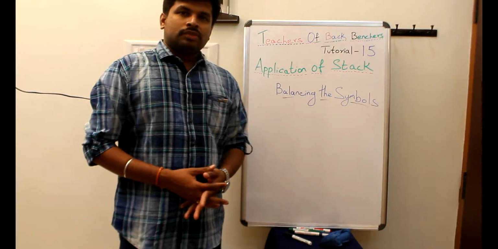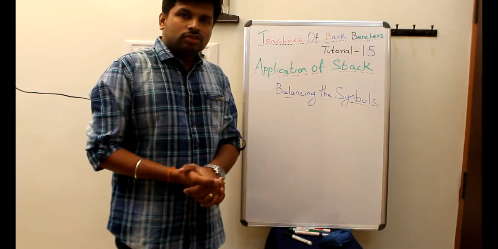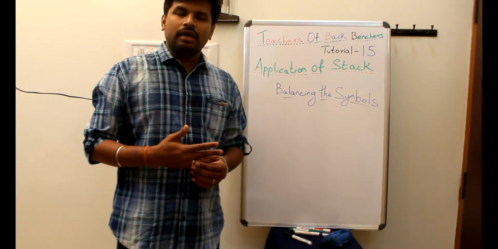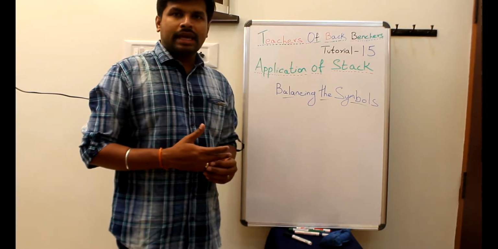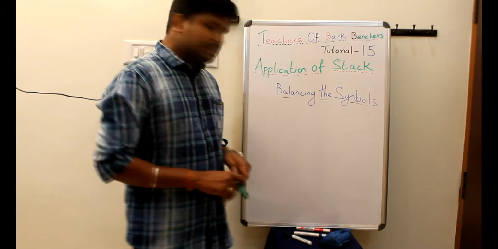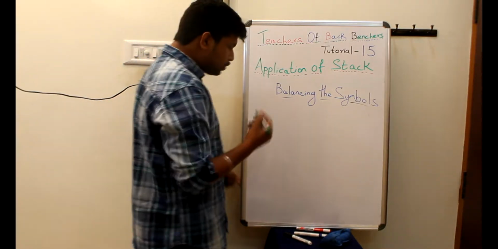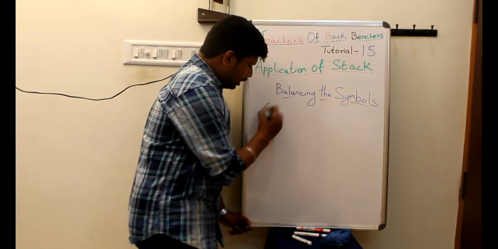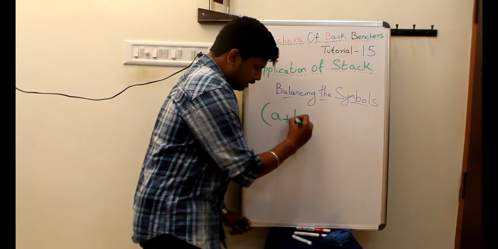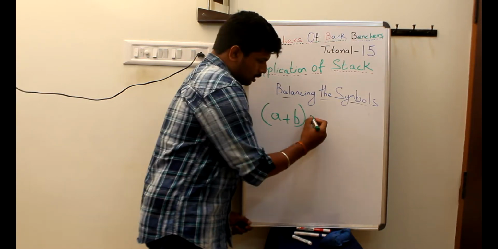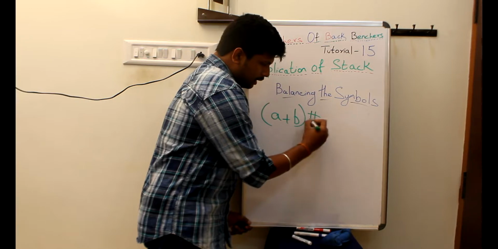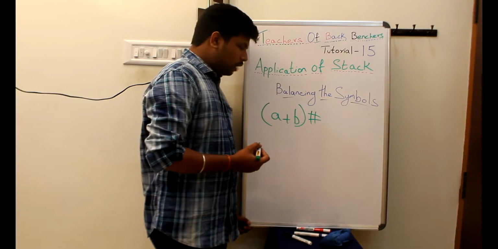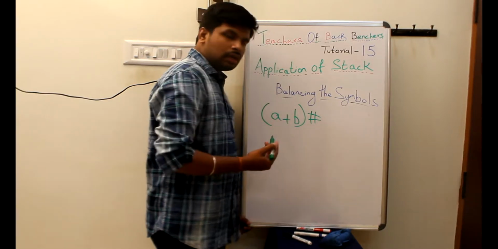So guys, so far we have seen the applications of stack. From this list, today we are going to discuss 2 applications: balancing the symbols and the 8 queen problem. In balancing symbols, first we take an expression and check whether it is balanced or not. For example, we take the expression (a + b), and we insert a hash symbol to indicate the end of the expression.